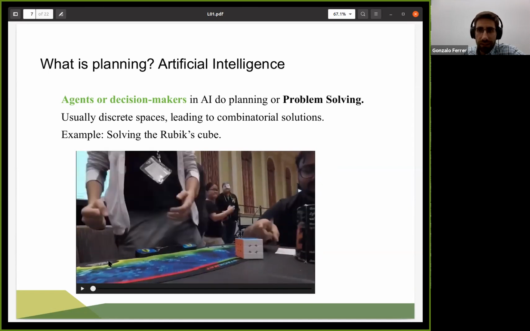So we have initial state A, cube unsolved with not uniform colors, and our target state is to have all of them of the same color.